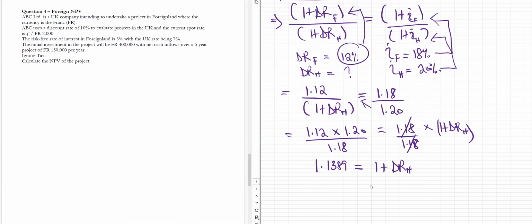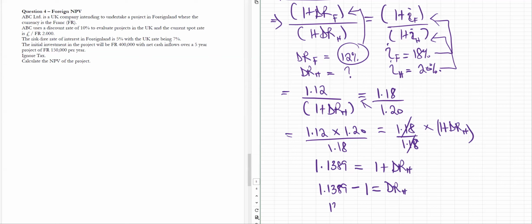But I always want dr to stand on its own. So I have 1.1389 minus 1, because dr should stand on its own, equals dr for home.